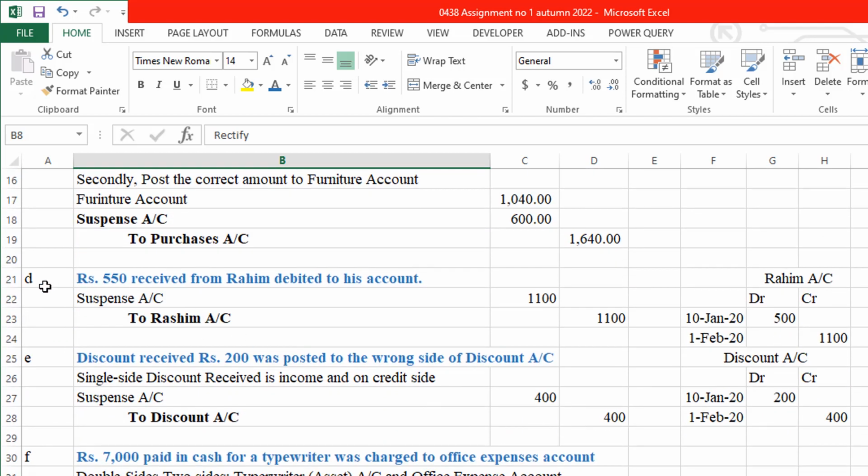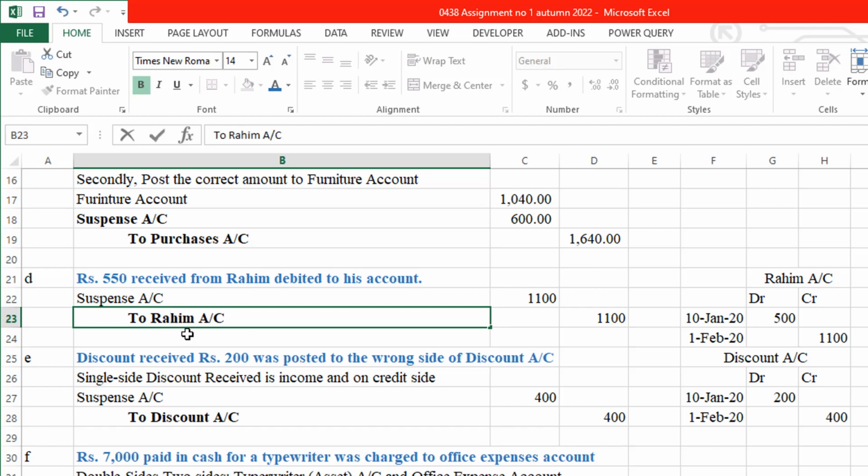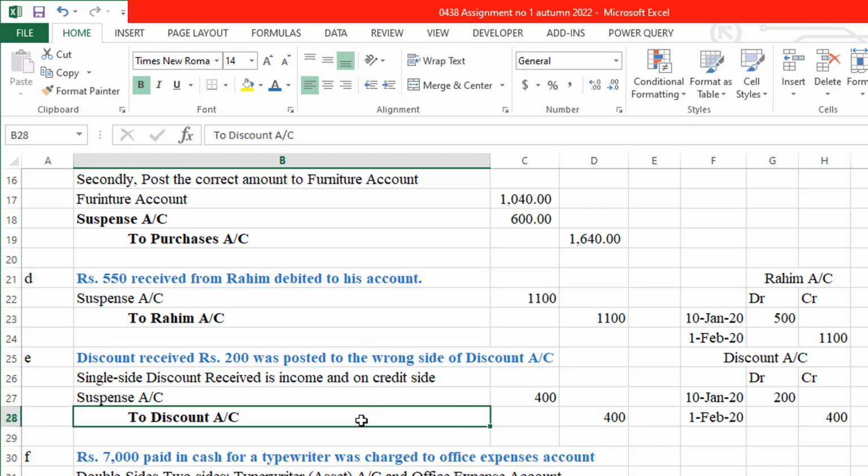Now the transaction number D, rupees 550 is paid from Rahim, debited to his account. So the suspense account again, second account is involved, to Rahim account by 1100. Why am I going to double this amount? The question is here, that because first 550 is balanced with this amount. It means first 550 cancels the effect of this 550, and the second 550 will reduce the liability of the Rahim account. I will make this little bit mistake of spelling here, so please correct it.